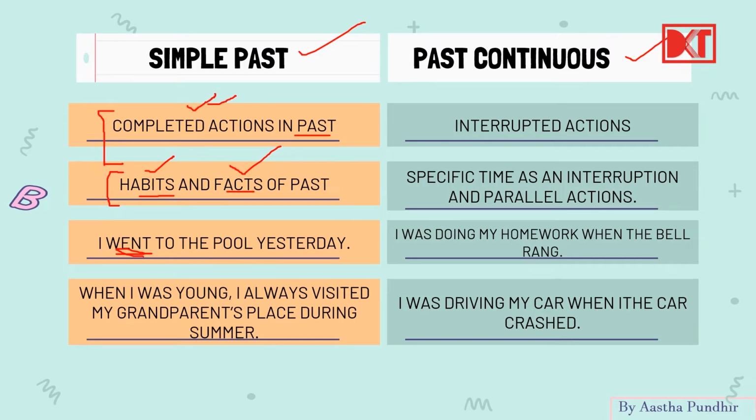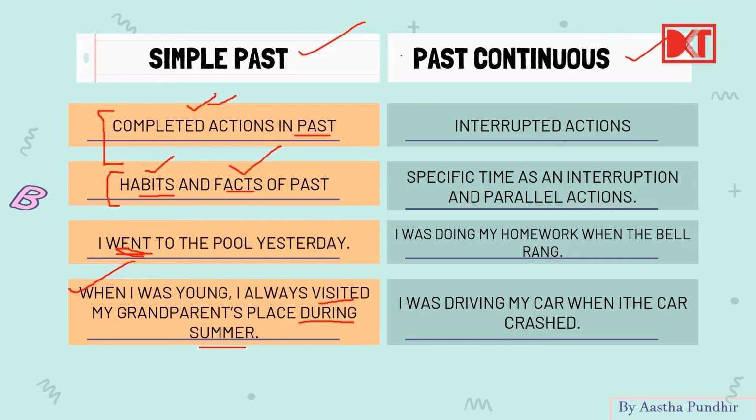All right. Now next example could be, when I was young, I always visited my grandparents' place during summer. Now here, this is also a fact and habit of the past कि जब भी during summer I always visited, मैं हमेशा visit करता था, पर ये past की बात है, right? This is the habit and fact of the past. So when I was young, I always visited my grandparents' place during summer. This is for the simple past.